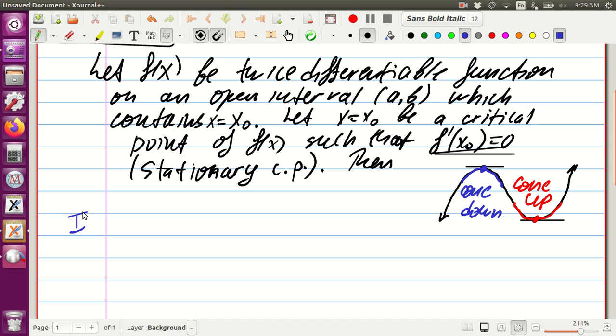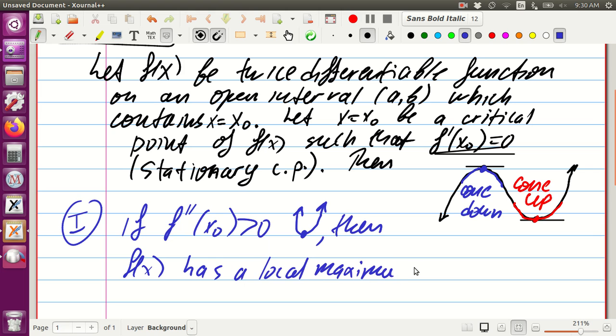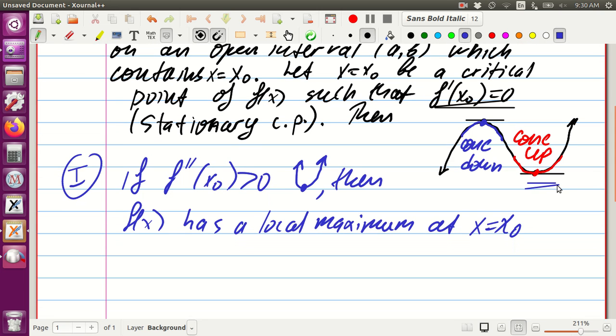So the first part says if f double prime at x sub 0 is positive, right? And this is the situation that we have. The function looks like this. Then f of x has a local maximum at x equal to x sub 0. So we described this situation. Now we have to describe the other one.